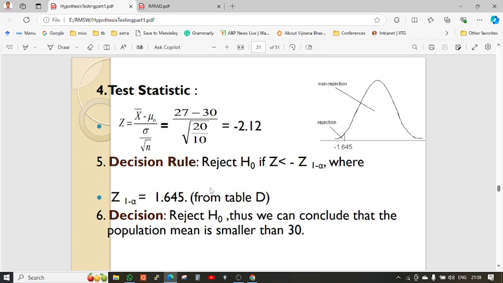How do we calculate this? By looking at the z table for alpha, we can find out the critical z is 1.645. So here also that is less than 2.12, so we have to reject this null hypothesis. So we can conclude the population mean is smaller than 30. That means it is not equal to 30 or not greater than 30, it is smaller than 30.